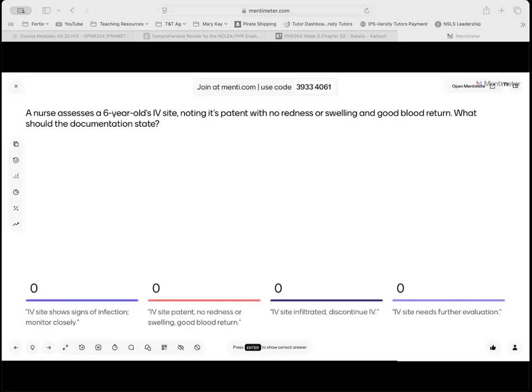Last question here about IVs. So we are assessing a 6-year-old IV site, and we note that it is patent with no redness or swelling, and we've got good blood return. So what are we going to document about our assessment?